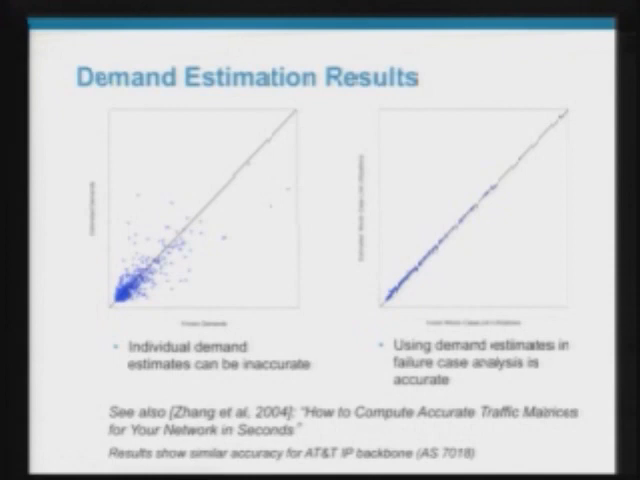But what's amazing is that for the purposes of failure analysis, just for those purposes, if you take the estimated demands that are wrong and do failure analysis on them, you get pretty good results. That's summarized on this right-hand plot. The right-hand plot shows failure worst-case link utilizations using the known traffic matrix on the x-axis, and using the estimated ones on the y-axis. And those come together very, very well.